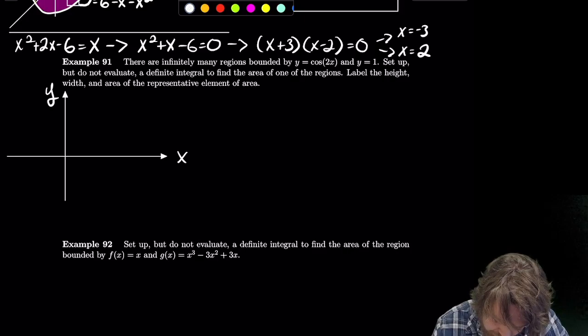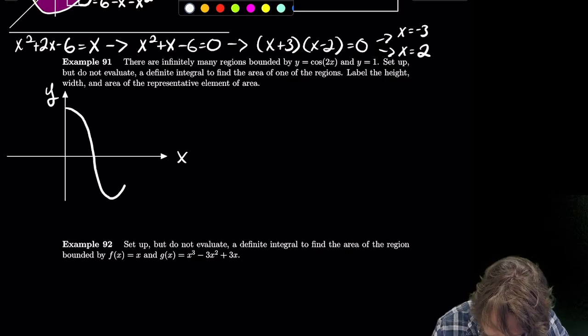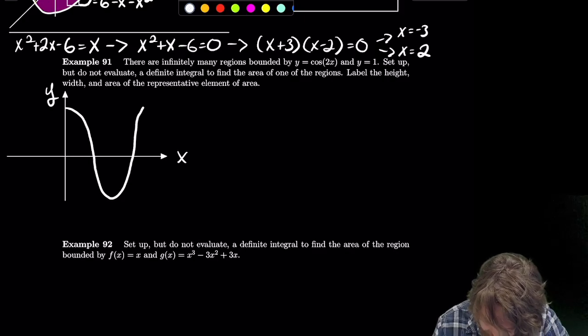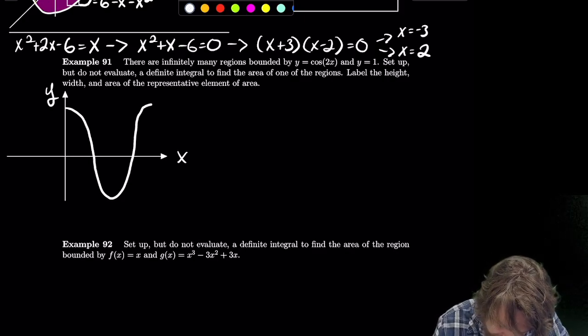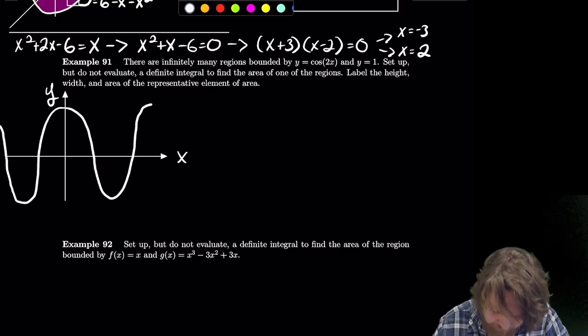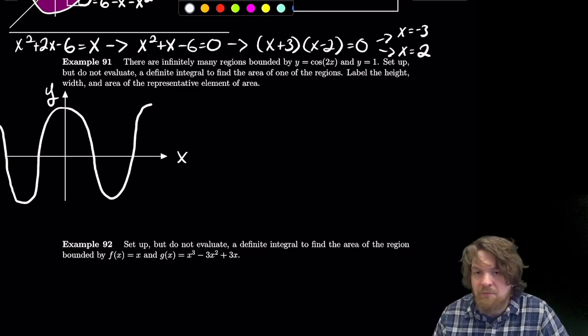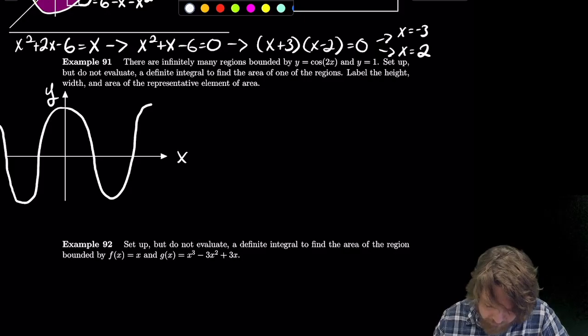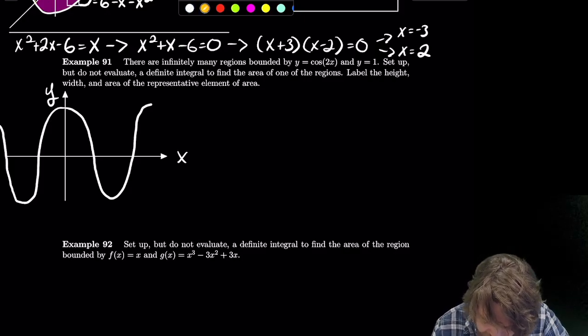So cosine, I know, starts at 1, drops down to 0, drops down to negative 1, then changes direction, heads back up. And I know it's symmetric with respect to the y-axis, so it is going to repeat in the negative direction as well. So that right there, good enough to at least get started with the graph of cosine. The next thing that we need to think about is our other function, which is going to be y equals 1.